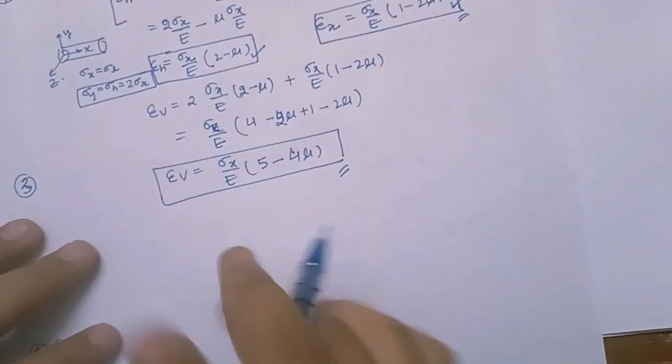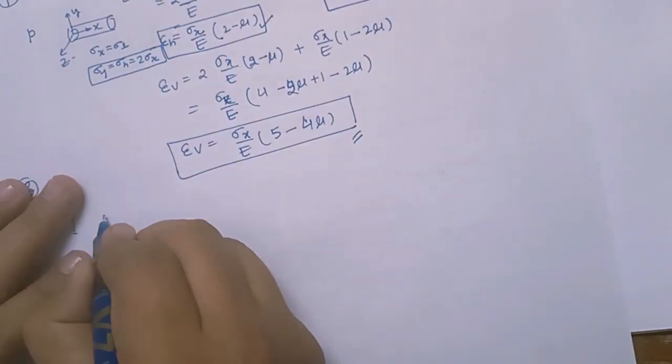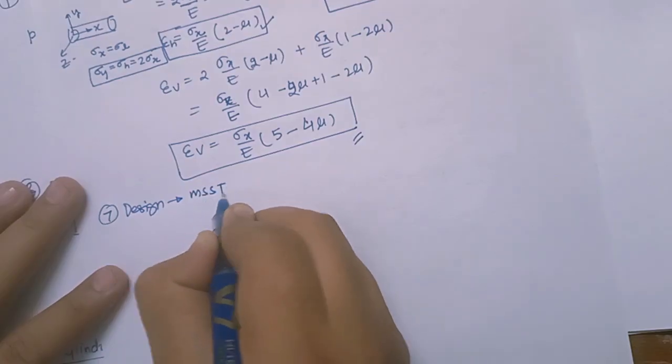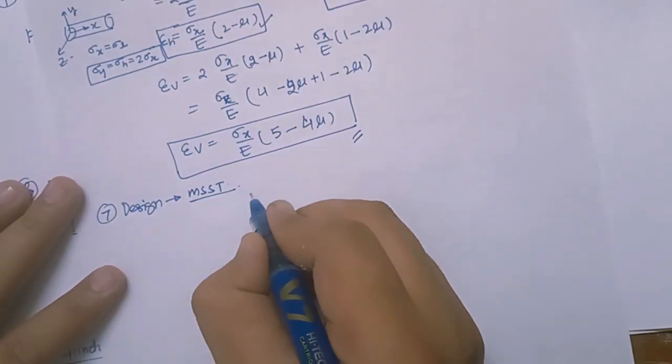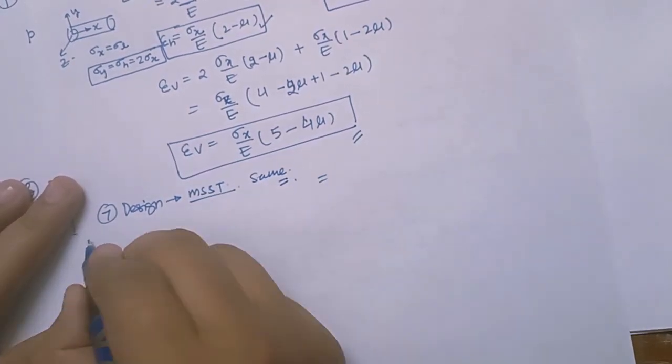Now we have all the values, sigma x, sigma y, epsilon. So now point 7, design. Design is done on the basis of MSST, maximum shear stress theory, right? The things are the same only. And that's all for chapter 7. Now we will do chapter 8.